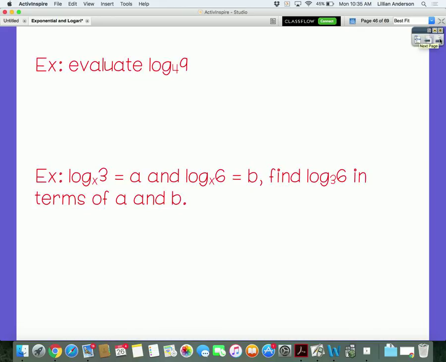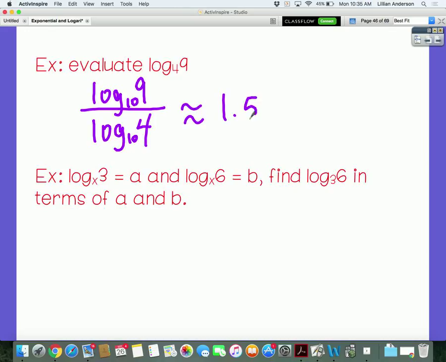So if you have something like this, you apply your change of base formula. It's a log of your big number over the log of your small number. And in this case, our c is going to be a base of 10. So we're going to plug that into our calculator, rounding to 3 significant figures, and we'll get 1.53. I'm sorry, not 53, 58. That was my mistake. Okay?